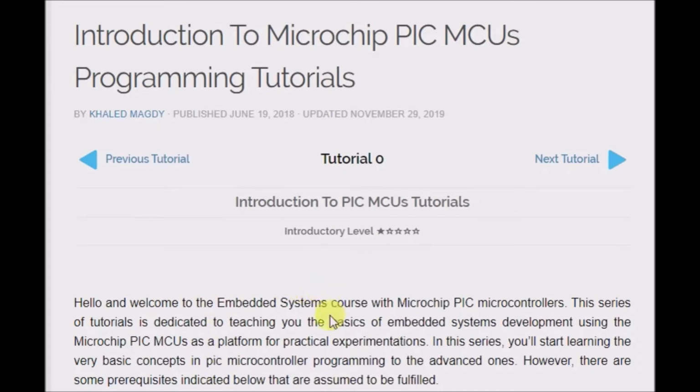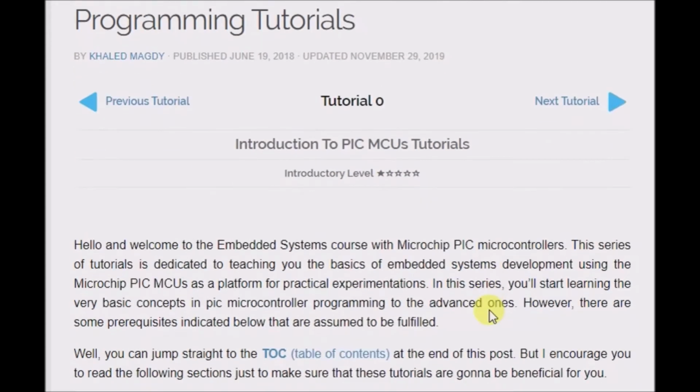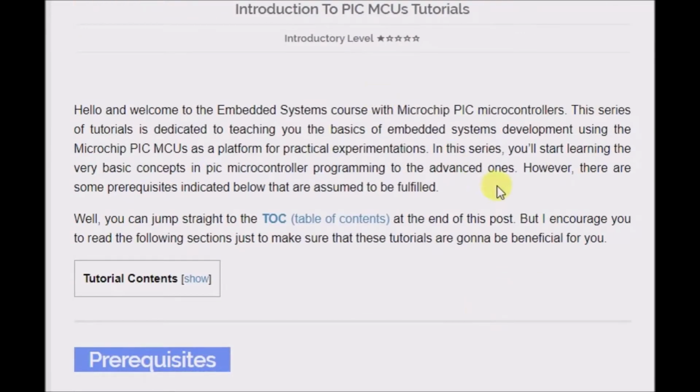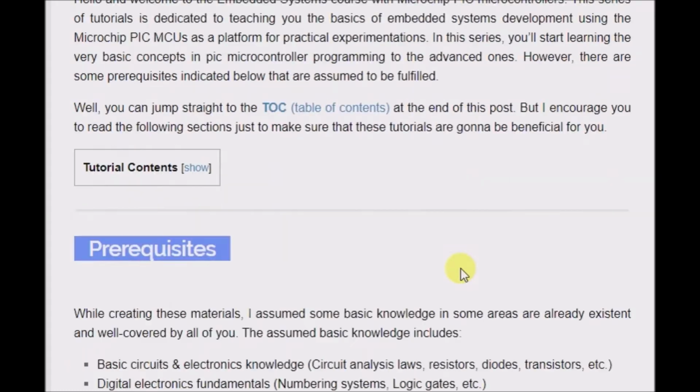Hello and welcome to the Embedded Systems course with Microchip PIC microcontrollers. This series of tutorials is dedicated to teaching you the basics of embedded systems development using the Microchip PIC MCUs as a platform for practical experimentations. In this series, you'll start learning the very basic concepts in PIC microcontroller programming to the advanced ones. However, there are some prerequisites indicated below that are assumed to be fulfilled. Well, you can jump straight to the TOC, table of contents, at the end of this post. But I encourage you to read the following sections just to make sure that these tutorials are going to be beneficial for you.